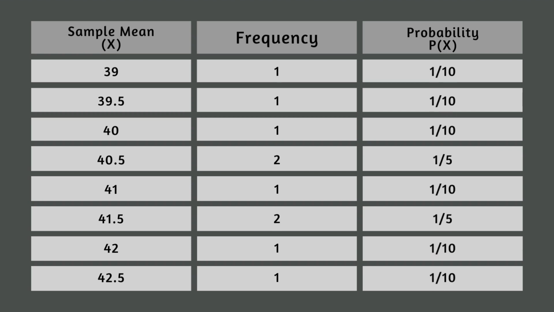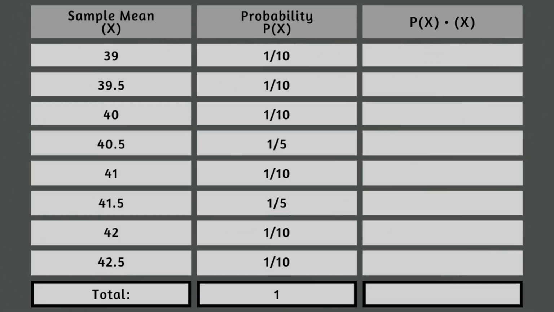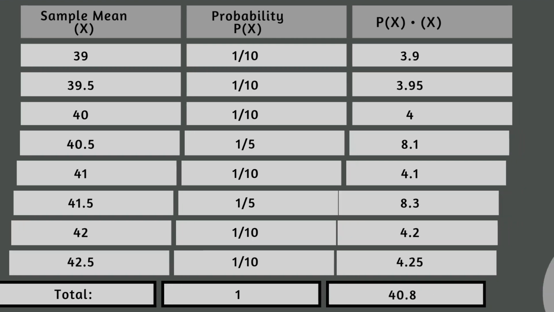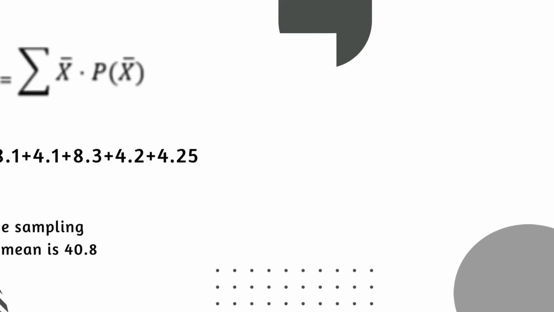While on the third column, it shows the probability of the sample mean. In solving for the probability, we simply divide the frequency by the total number of the possible samples, which is 10. The final step in solving for the mean is to multiply the sample mean and the probability. Once we get all the products, it is now time to sum them all up to finally get the mean. Therefore, the mean of the sampling distribution of the sample mean is 40.8.